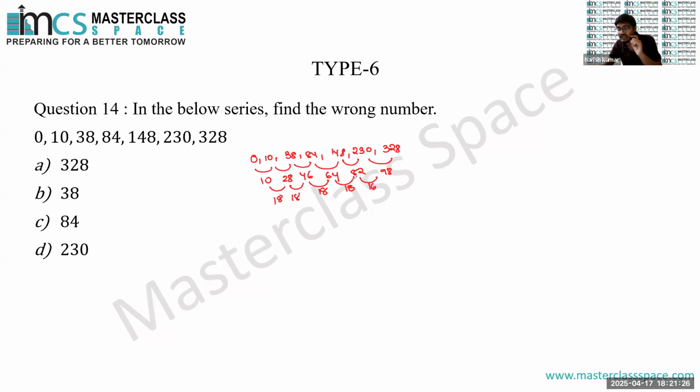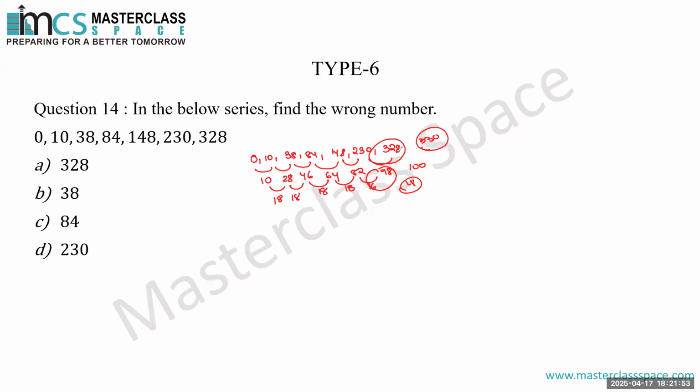So where is the logic getting broken? At this point. So which is your wrong number? 328. Actually, the correct number should have been 330. If it was 330, then the difference would have been 100 and this difference would have been 18. So that would have been the correct answer. But instead of 330, we have been given 328. So 328 is wrong. Did you understand this? Yes, sir. All right.